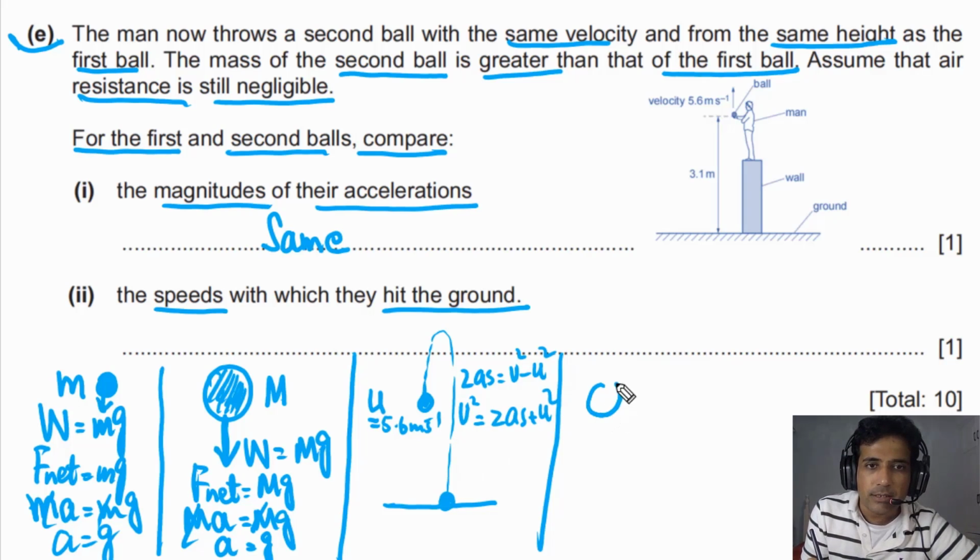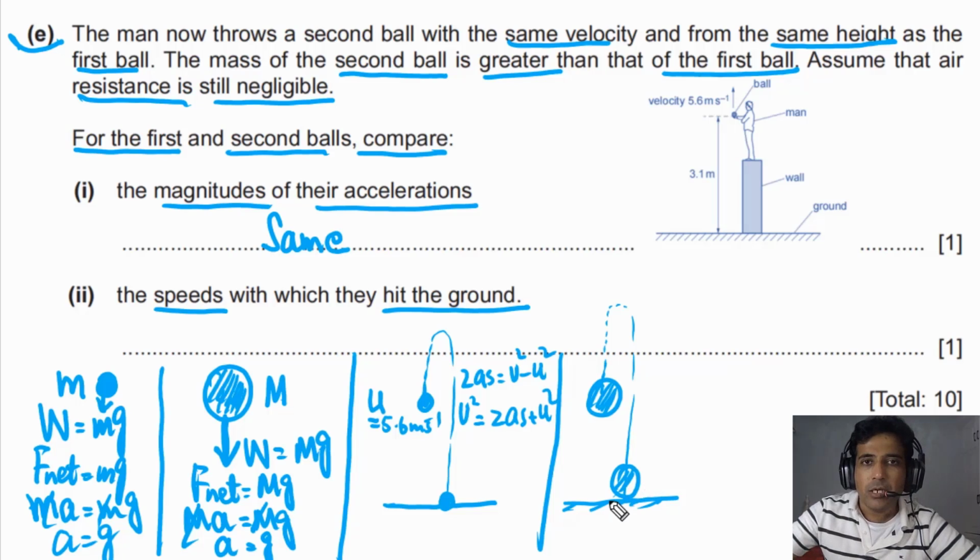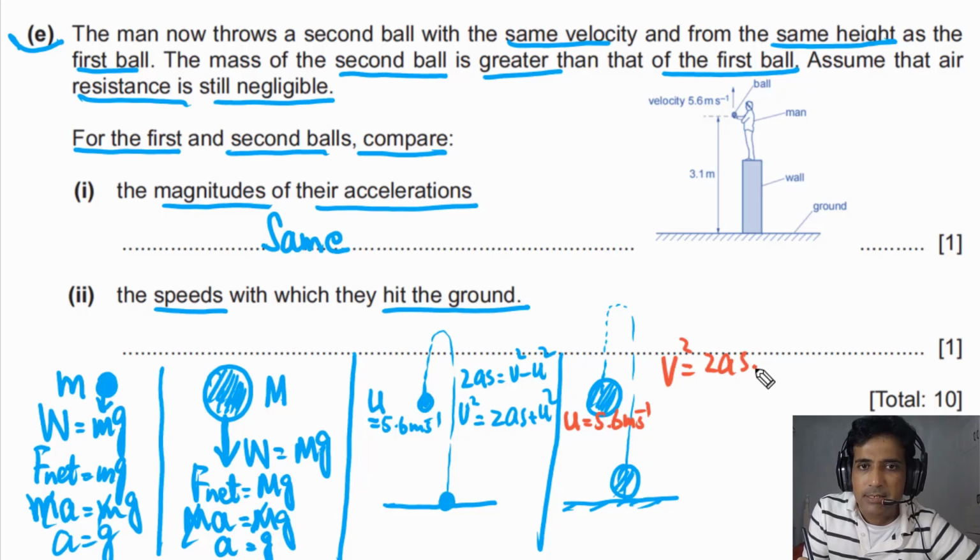Now let's take the second ball, the heavier ball. We throw this one up, it will go up, and finally it will hit the ground at this point. For this ball, we need to understand that a is the same, the height is the same, and the initial speed is the same, since we throw this one up with the same initial velocity. So u for this one is also equal to 5.6, or it can be any number. I'm just writing what was given to us. So its initial speed is 5.6 meters per second, and we can also calculate its final speed. The final speed of this one also will be equal to 2as plus u squared.